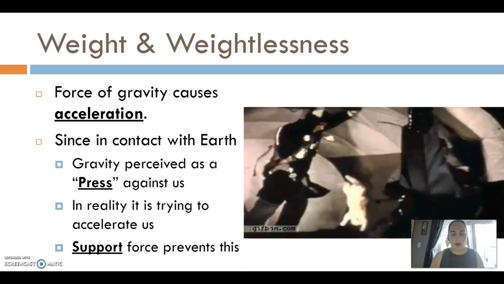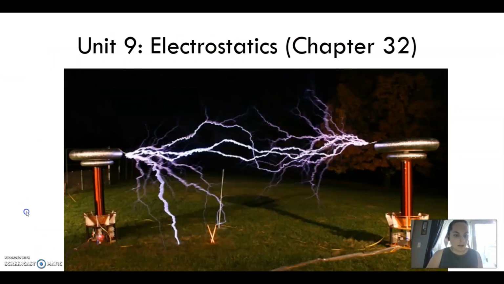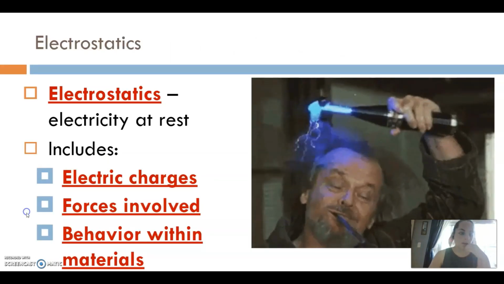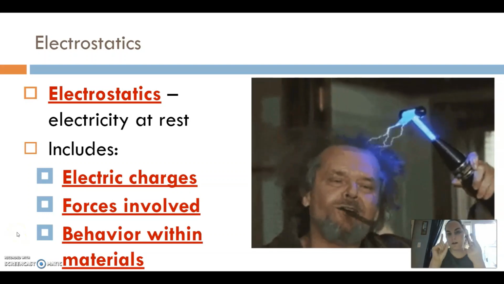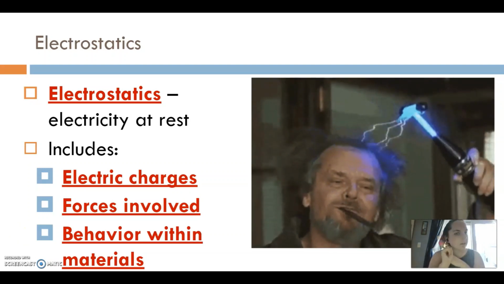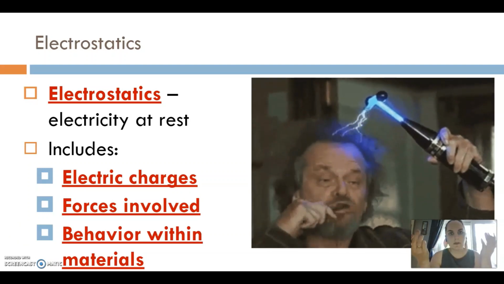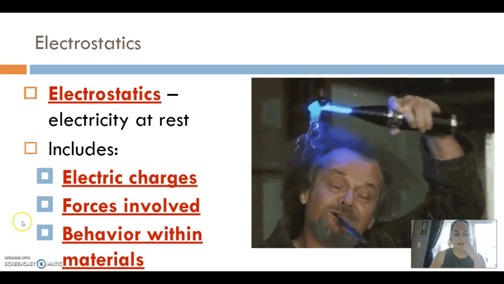Kind of cool. All right, so next thing that I want to talk about is electrostatics. So the reason that I grouped these two things together is because they have very similar ideas with Coulomb's law and the universal law of gravitation. So let's get started. What we're going to cover is electric charges, the forces involved, and the behavior within those charges.